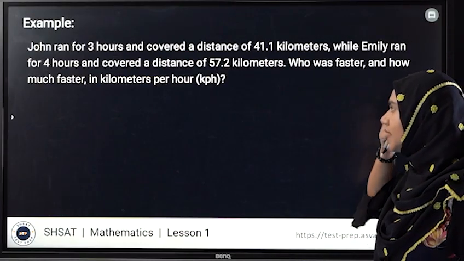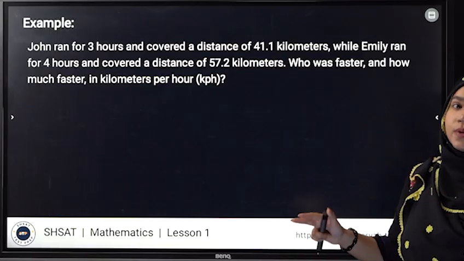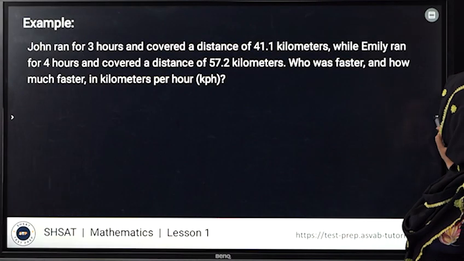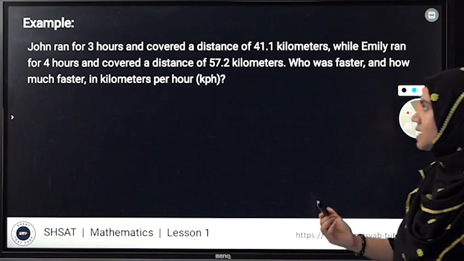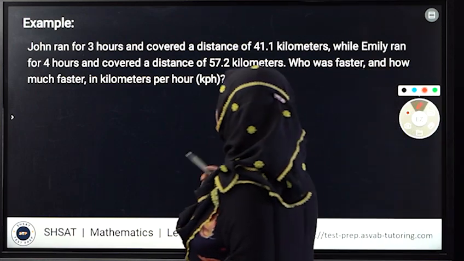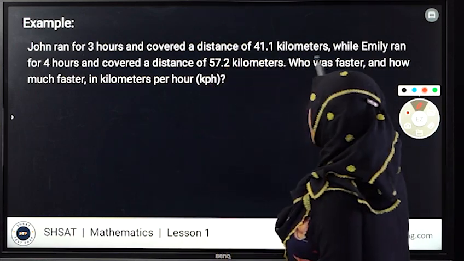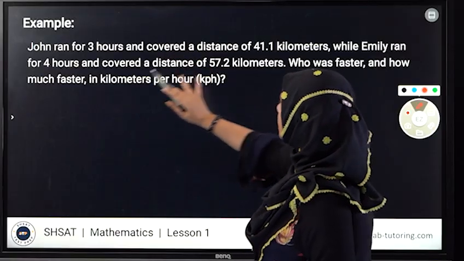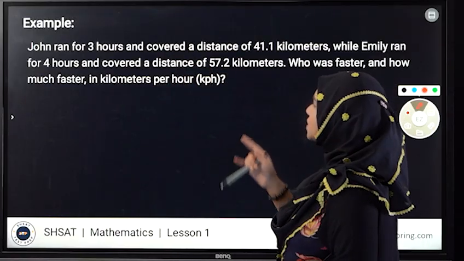I hope you did understand. If you did, this is the last question for today, okay? I know we did a lot of questions today. This is the last question. John ran for 3 hours and covered a distance of this. Emily ran for 4 hours, covered another distance of this. Who was faster and how much faster?